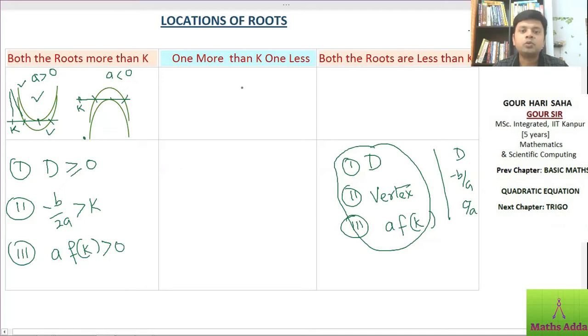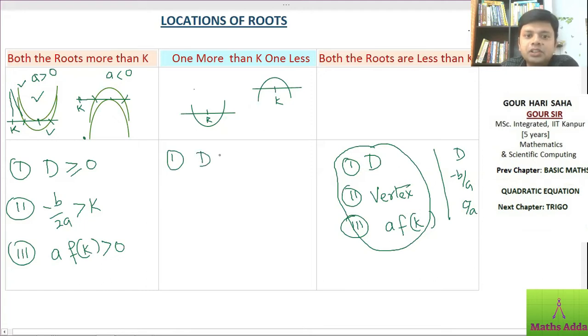Moving to one more, one less. So the graph will be like this, where k is between the roots. For this situation, what is D here? Both the roots are distinct, so D is greater than 0, no chance of equal to. Second, what can we say about the vertex? We cannot say anything about the vertex. If k is here, right, the quadratic expression graph can be like this, so the vertex is on the right hand side of k. It can be this also.